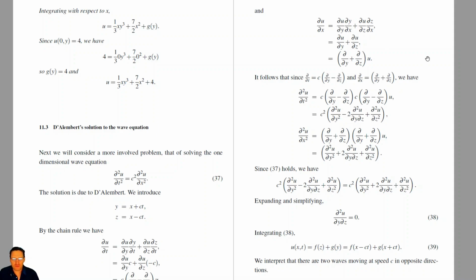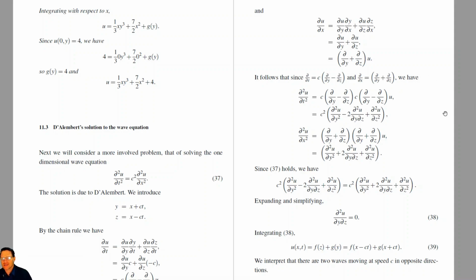We use the chain rule, then we apply partial on partial x to each of y and z. Okay, so we get 1 in both cases, so this is just the sum of the two partial derivatives of u with respect to y and z respectively. And now we can put the u on the right hand side and display this as an operator. Okay, so it follows that the operators partial on partial t and partial on partial x can be represented as c times the difference of these two operators and the sum of the two operators.